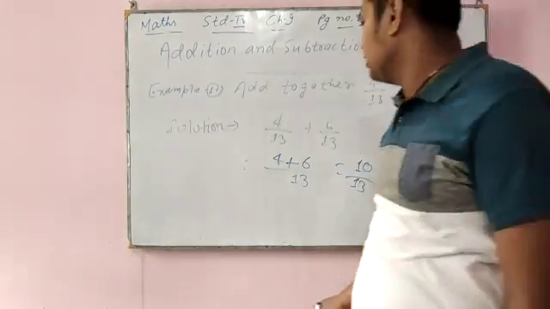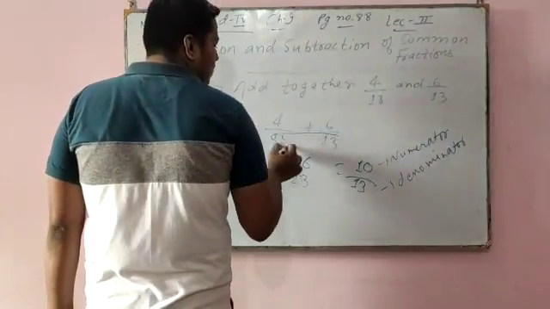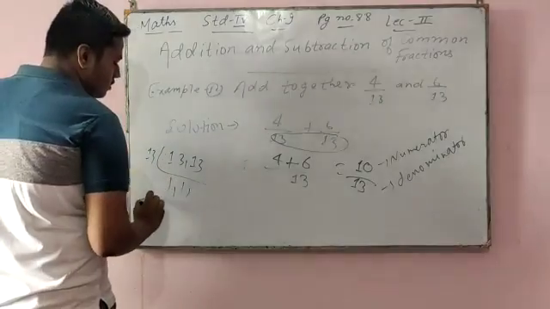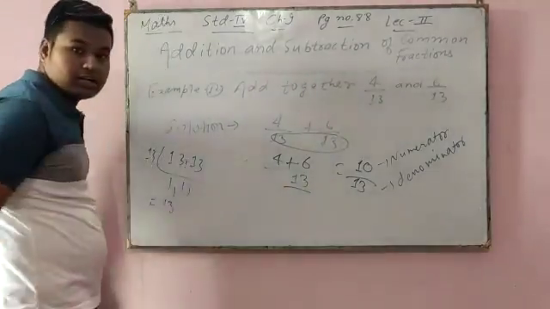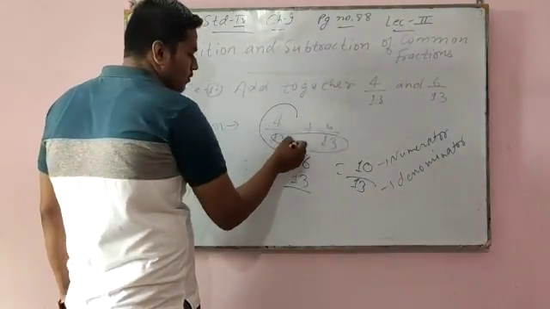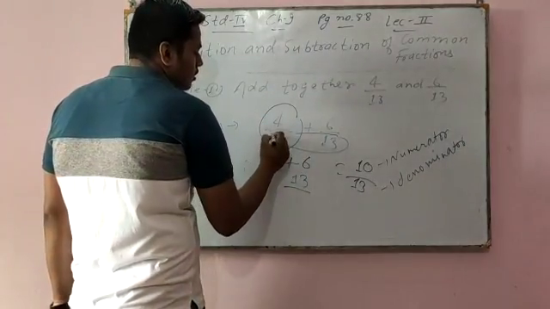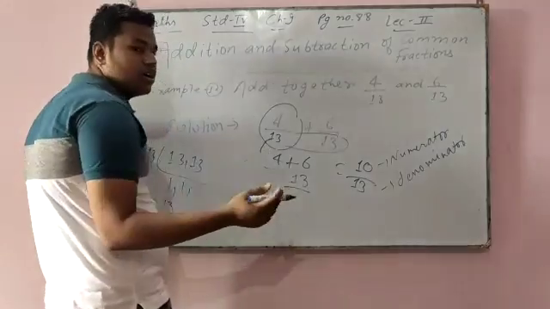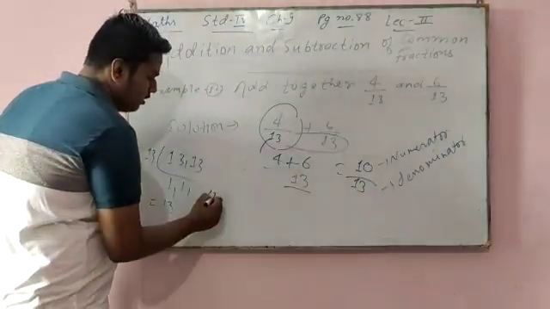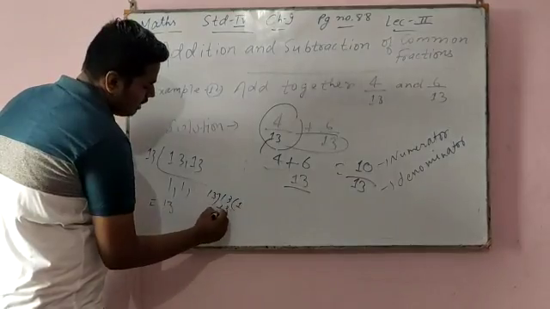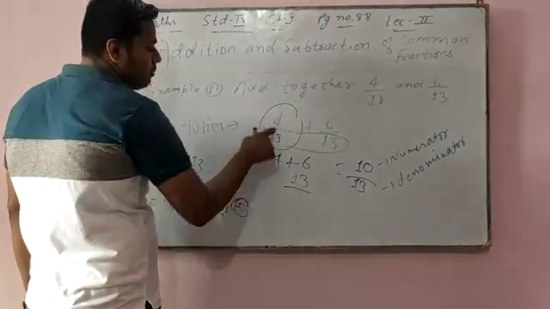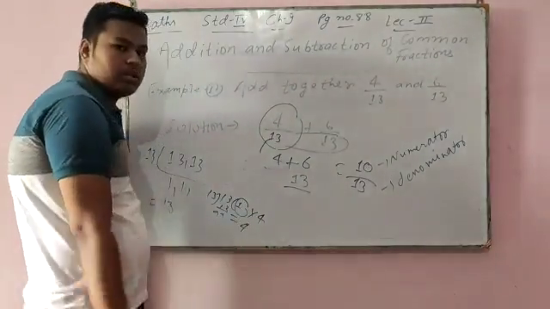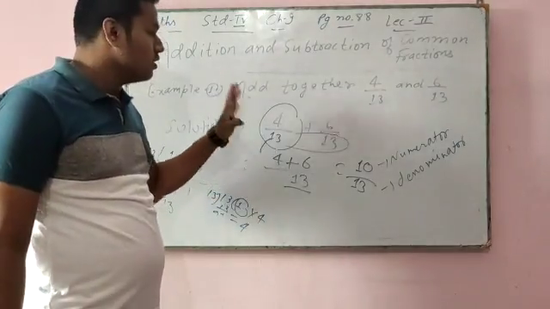Or there is one more method: take out the LCM of the denominators. So what will be the LCM of 13 and 13? It will be 13 only, so I have written 13 here. Now come to the first number, 4 by 13. We check in the table of 13, how many times does 13 come? One time. So with that one, we multiply the numerator. 1 into 4 is 4, so I have written that 4.